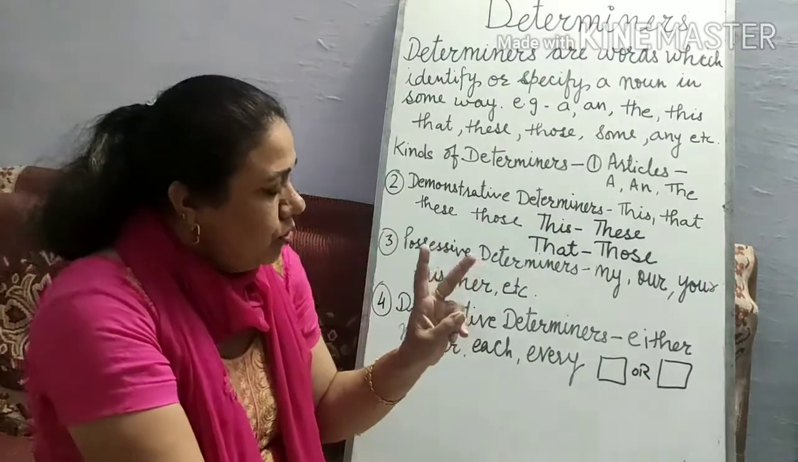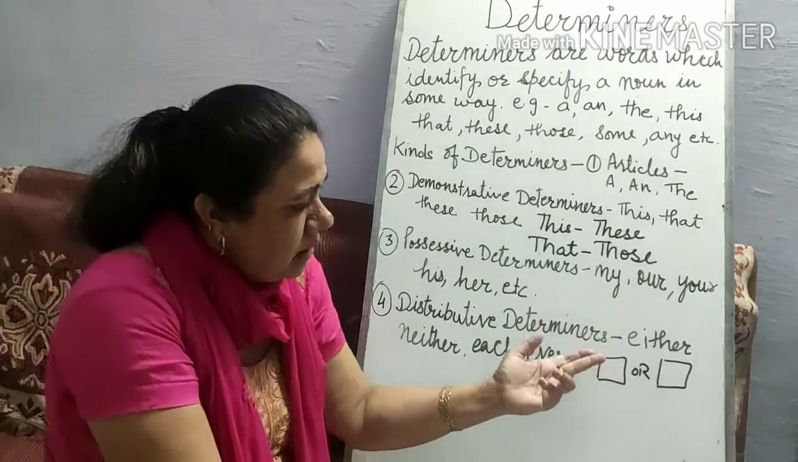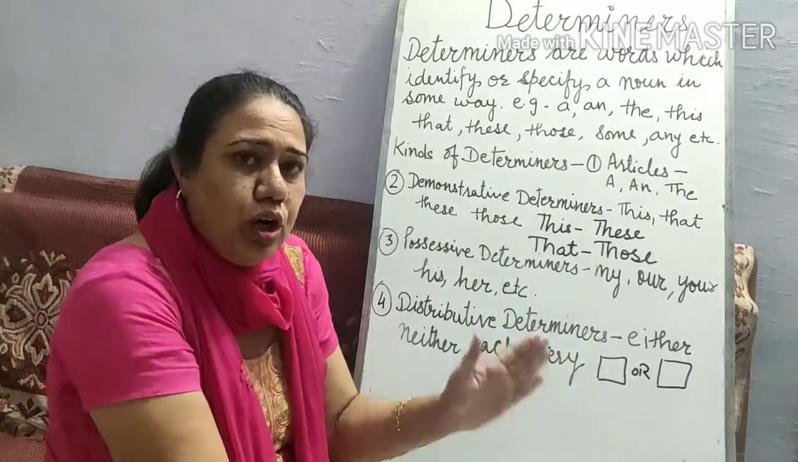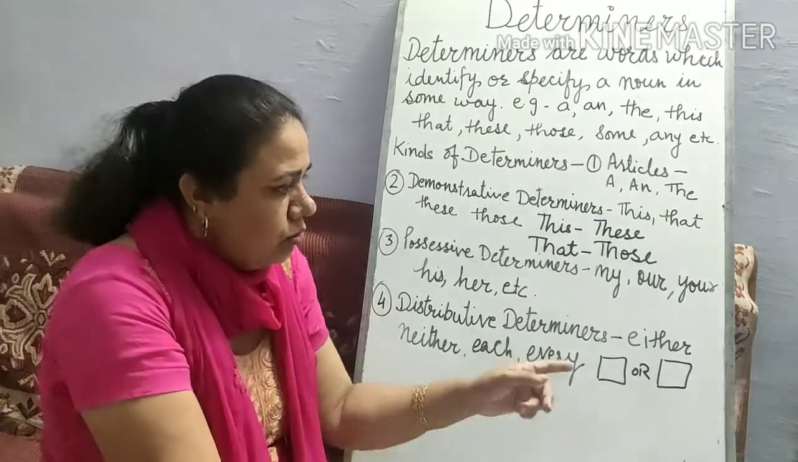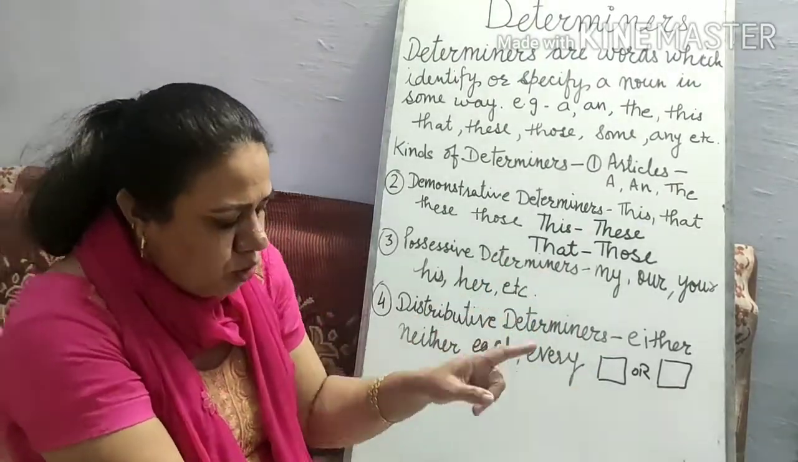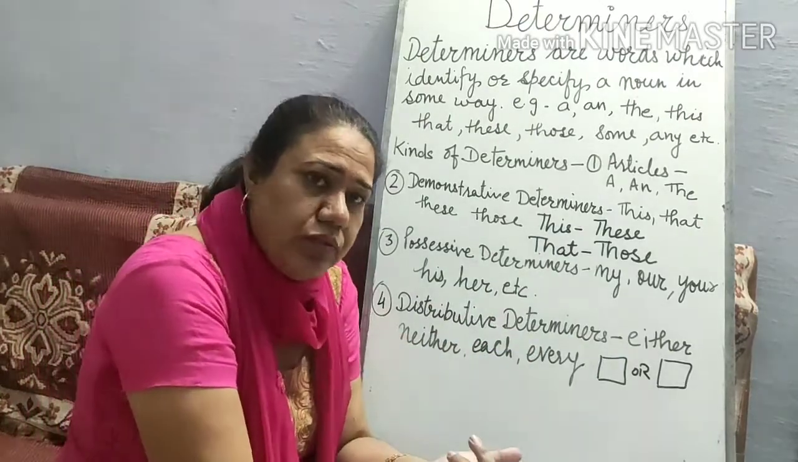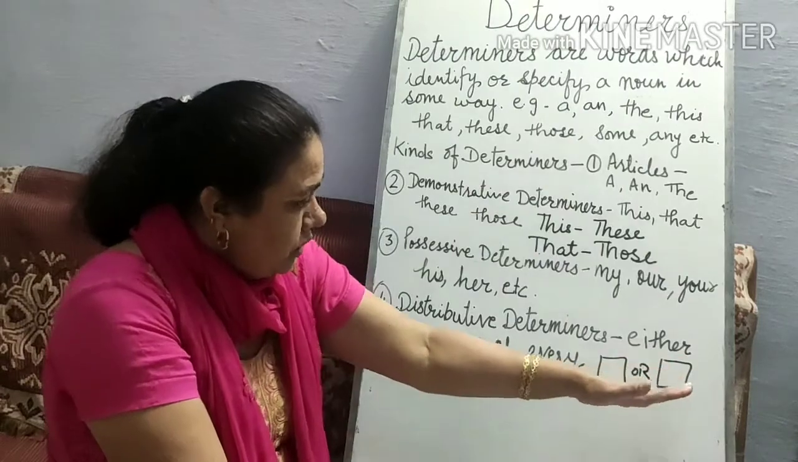Either we take for two things, one for the person. When we talk about any person, we say either you or your sister will do this. It counts as a positive sentence, and either we also use for both. Either side of the road means both sides of the road. So did you understand it?